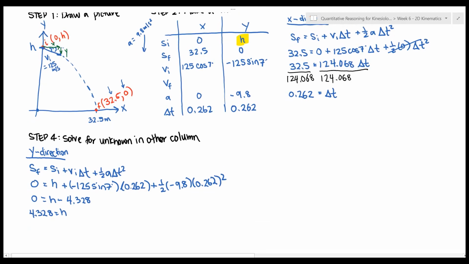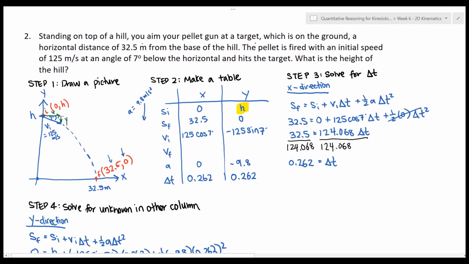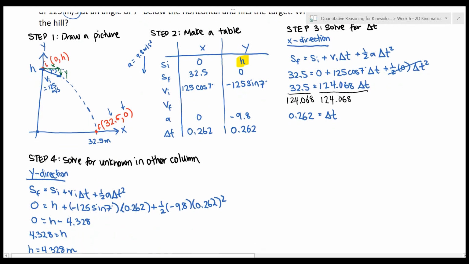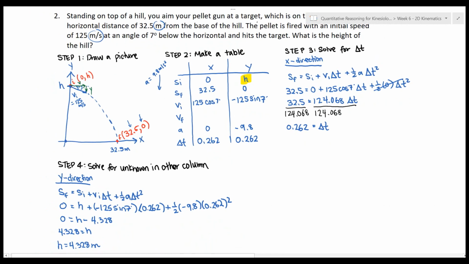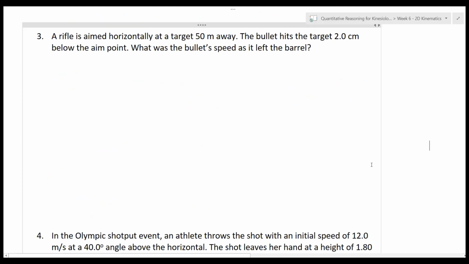So our final answer is that the height is 4.328, and the units are meters. Okay, everything was in SI units to begin with. Our final answer then will be in SI units as well. So we have a final answer of, it asks what is the height of the hill? The height of the hill is 4.328 meters. All right, so that was question 2. Let's move along to question 3.